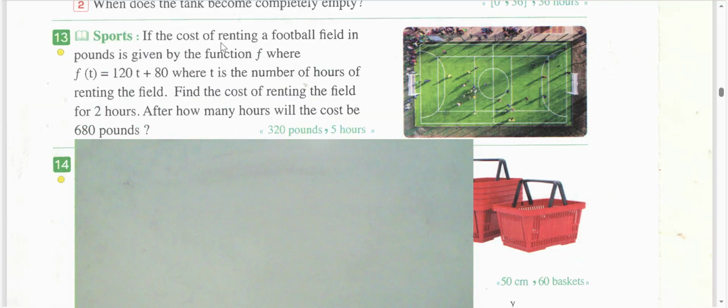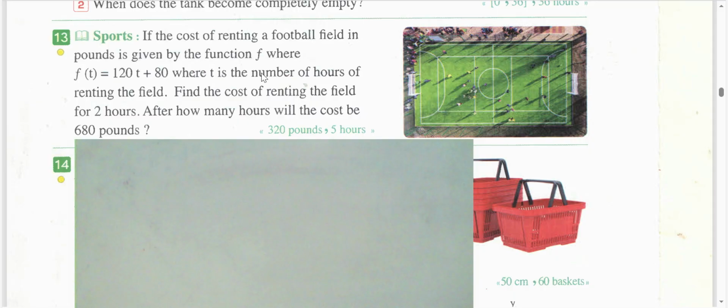Question. The cost of renting a football field in pounds is given by the function f of t equal 120t plus 80, where t is the number of hours of renting the field. Find the cost of renting the field for 2 hours. After how many hours will the cost be 680?